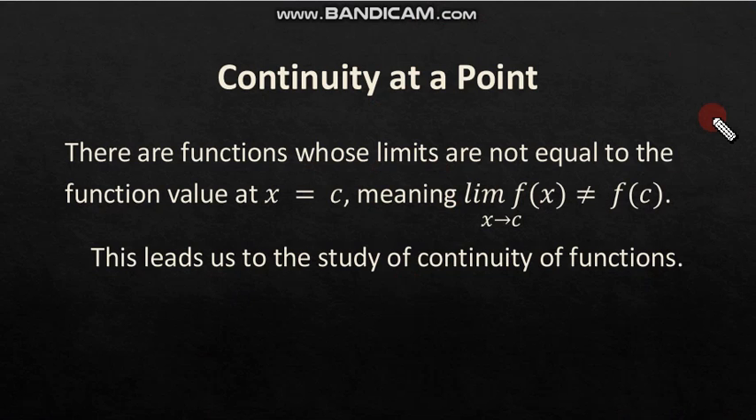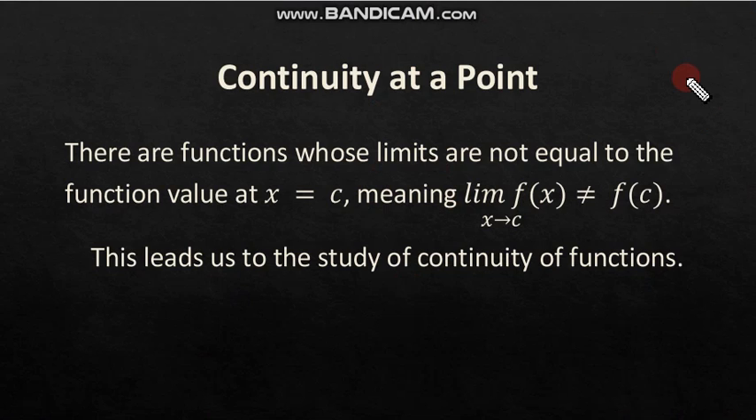There are functions whose limits are not equal to the function value at x equals c. Meaning to say, the limit of the function is not equal to f of c. So for example, the function is a rational function with 0 over 0 indeterminate form. It means that f of c is undefined while the limit of the function is defined. So the limit of the function is not equal to f of c.